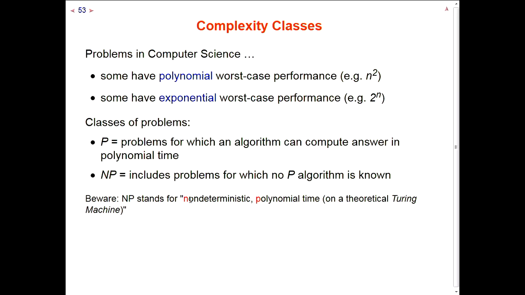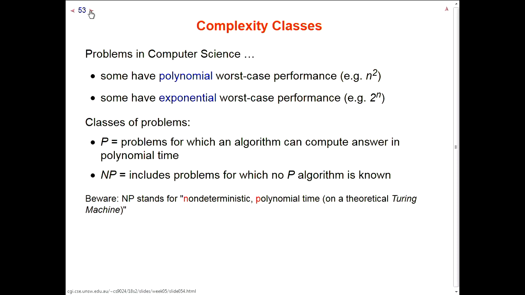And the definition for what that means requires that theoretical Turing machine, where I'm now finally coming back to Alan Turing, who I mentioned at the very beginning of this course, who invented this Turing machine, and one of the purposes is to define these problem classes.